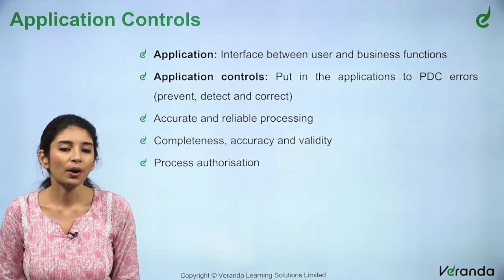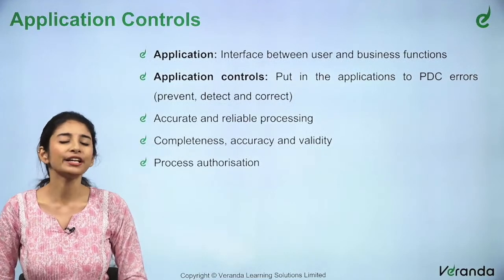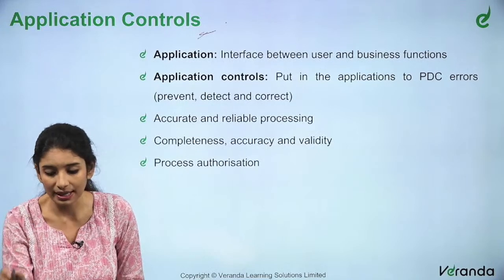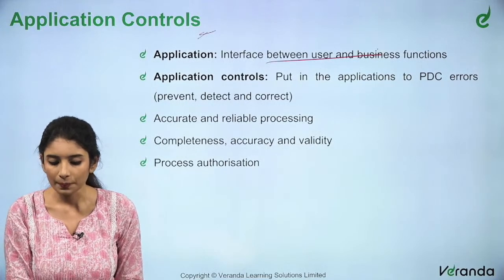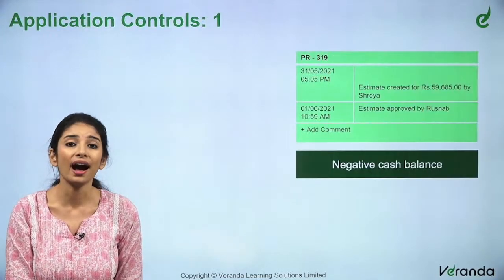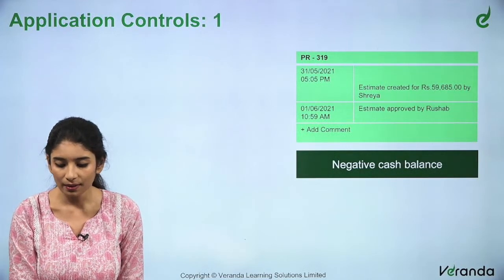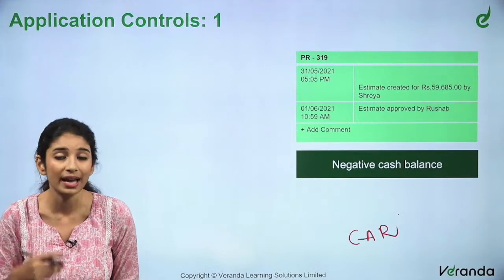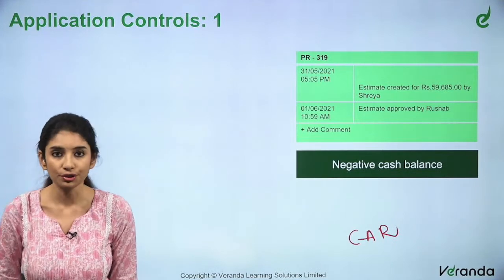Very good. Let's move on to the other bucket, which is application controls. Application controls, guys, I've told you it is built inside the application to ensure the CAR of transactions. CAR means completeness, accuracy and reliability of the transactions that are generated through the application software.